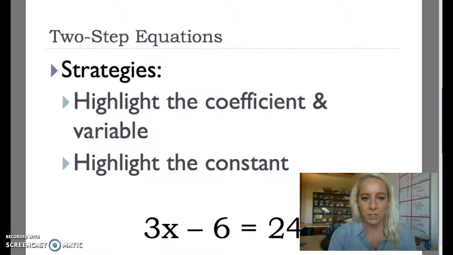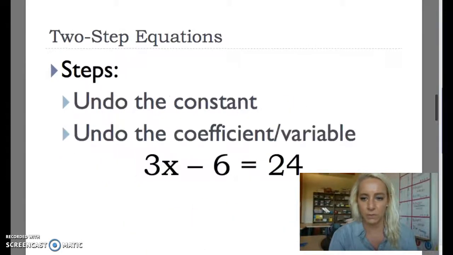Some strategies that you can use when solving two-step equations would involve color coding. So you can use a highlighter to highlight key terms. So for example, highlight the coefficient and the variable. So in this case, 3x is my coefficient and variable. And then highlight the constant as well.